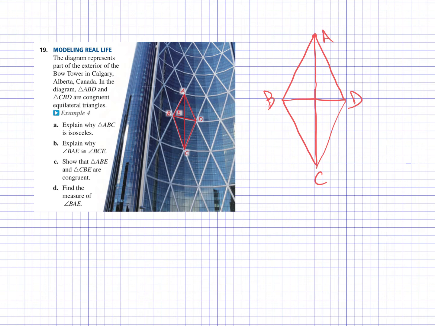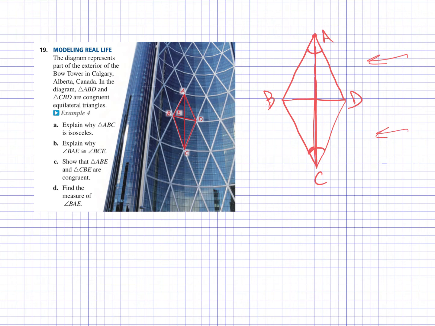All right, now, part A. Explain why ABC is isosceles. Okay. Let's see here. So if the top triangle, the big triangle, and this big triangle are congruent to each other, that means this full angle here is congruent to that full angle. And this is an angle bisector here, which means this angle is congruent to this angle.